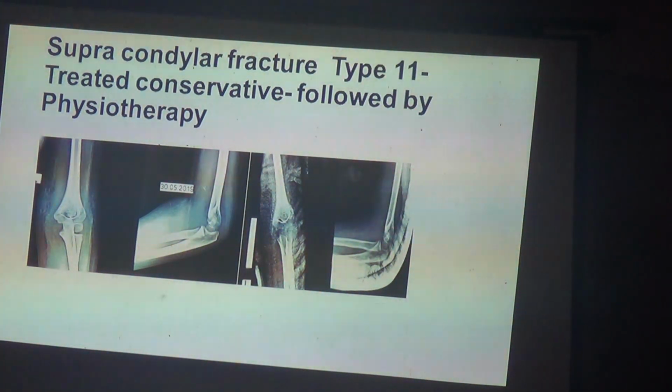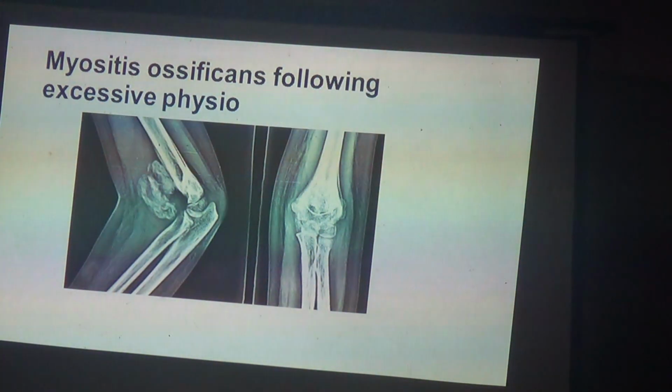This was a case of supracondylar fracture, a type 2 fracture, treated conservatively followed by physiotherapy. And this is the result. The myositis is formed in the brachialis, and I think even in the biceps also.